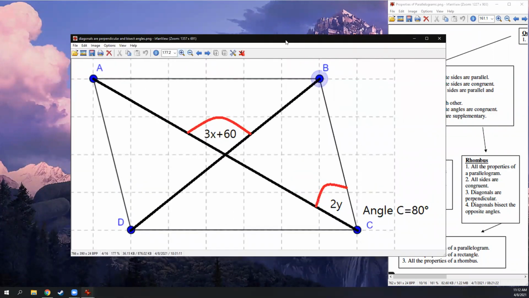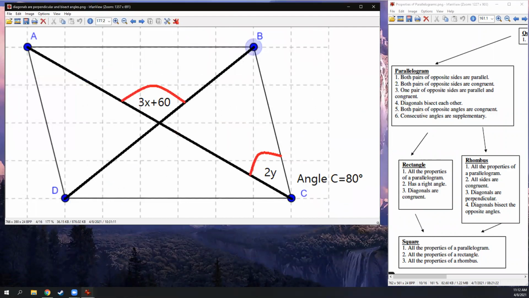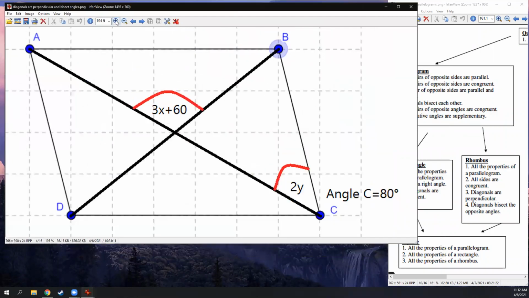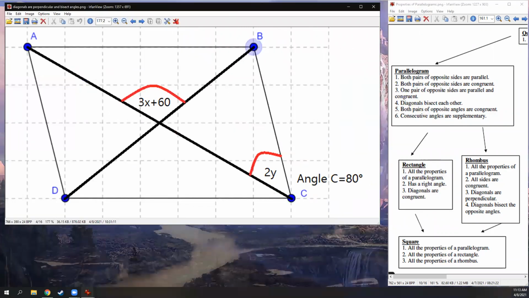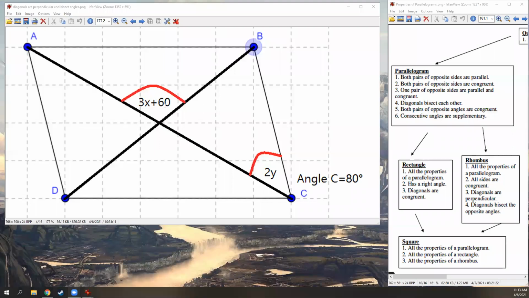So I got X and Y in here, so we can solve both. Okay, let's do X first, right? It's alphabetical, it comes before Y. We have a rhombus. The diagonals are drawn, and we've got this angle right here in the middle: 3x plus 60.